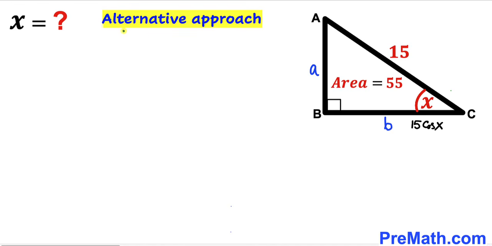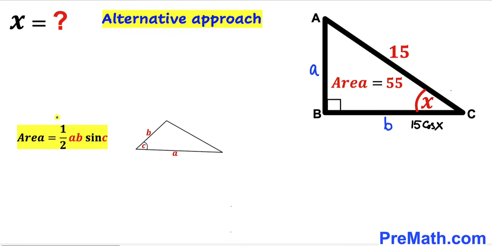And here's our alternative approach. In this method I'm going to still keep b value as 15 times the cosine of x that we figured out in our previous step. And we are going to leave this lowercase a as it is.